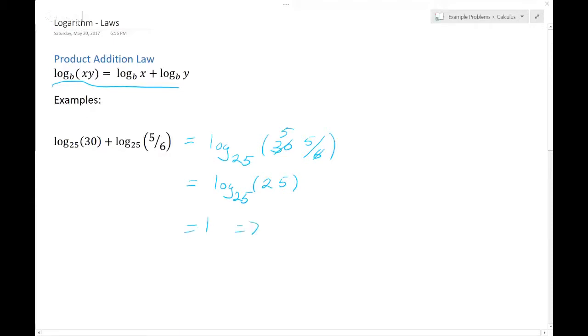And we know it's 1 because if we use the logarithm to exponent conversion rule, we get 25 raised to the first is equal to 25, which shows us that this is the right answer.